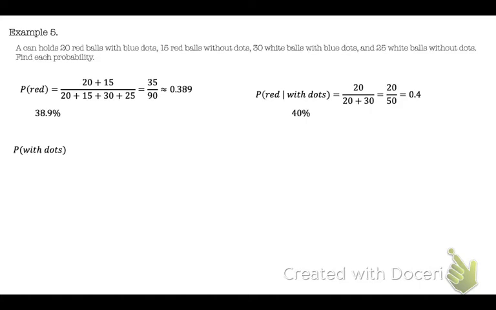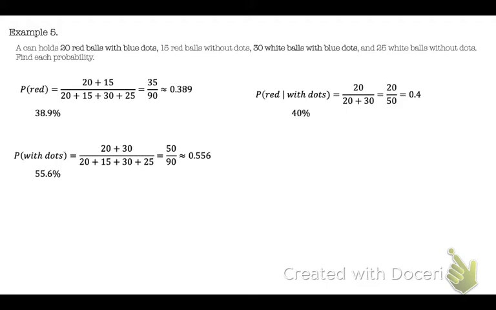Okay, probability it has dots. Those ones have dots and those ones have dots, so that's going to be 20 plus 30 over the 90 balls total. So that's 50 over 90, 0.556, so a 55.6% chance.